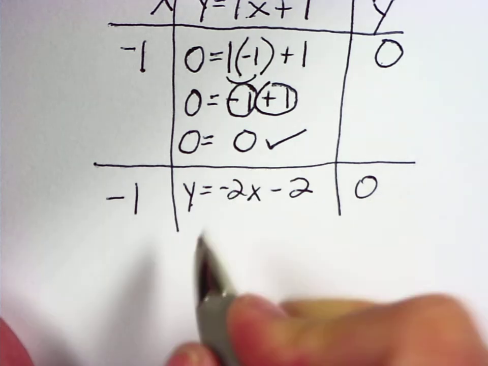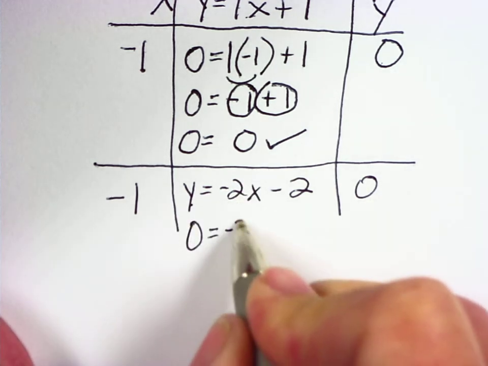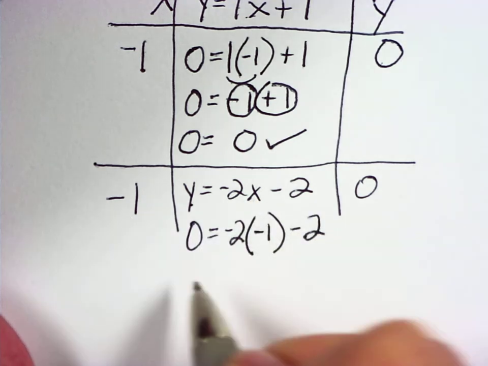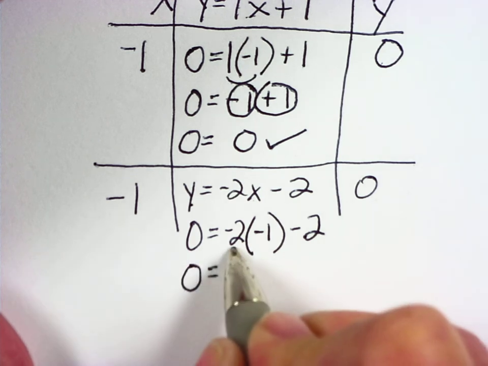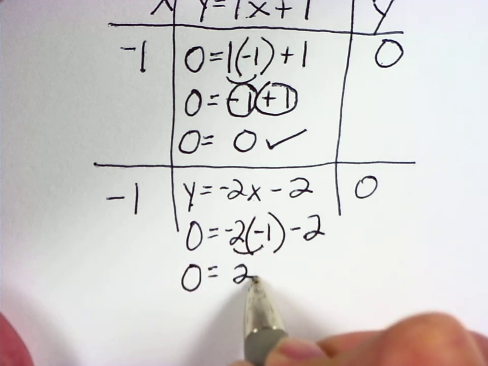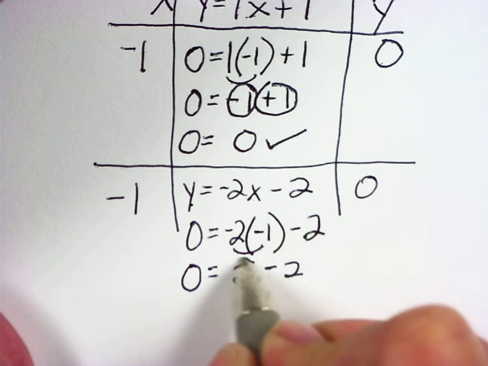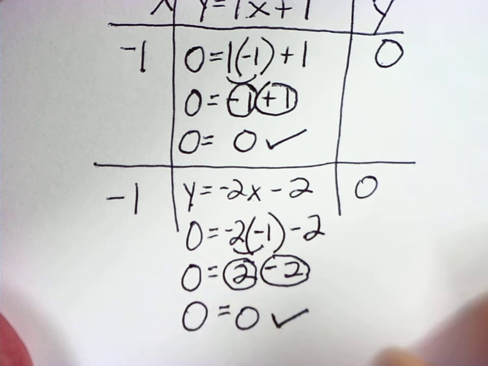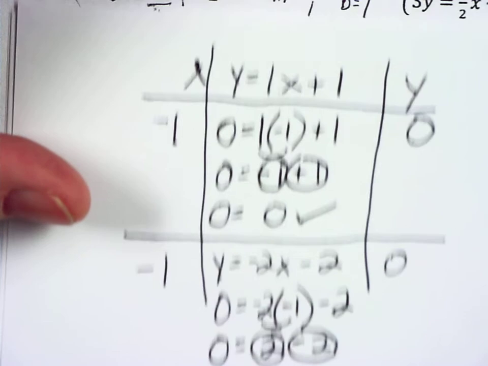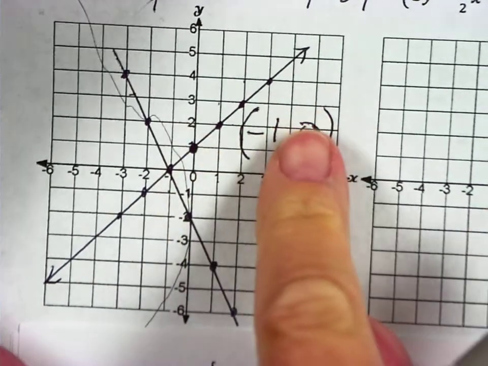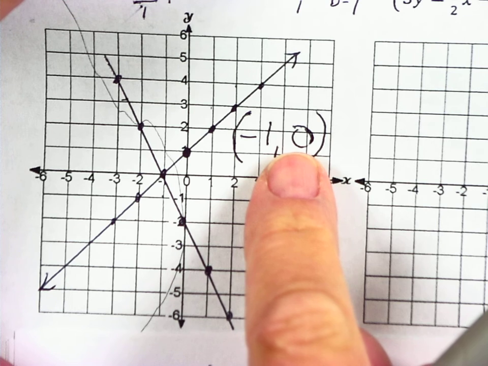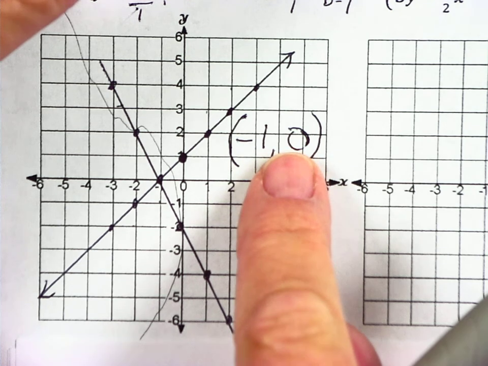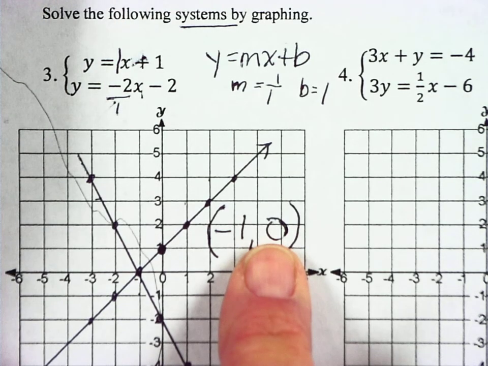And we're going to plug in the point -1, 0 again, plugging it into our second equation. Y is 0, -2 times x, which is -1, minus 2. Be very careful here. 0 equals a negative times a negative is a positive, and 2 minus 2, if I combine those, they completely cancel out and I get 0. True, true. So the solution to this system is -1, 0, and I know it for sure because I graphed it, I looked at it, and I verified it by plugging it into both equations.